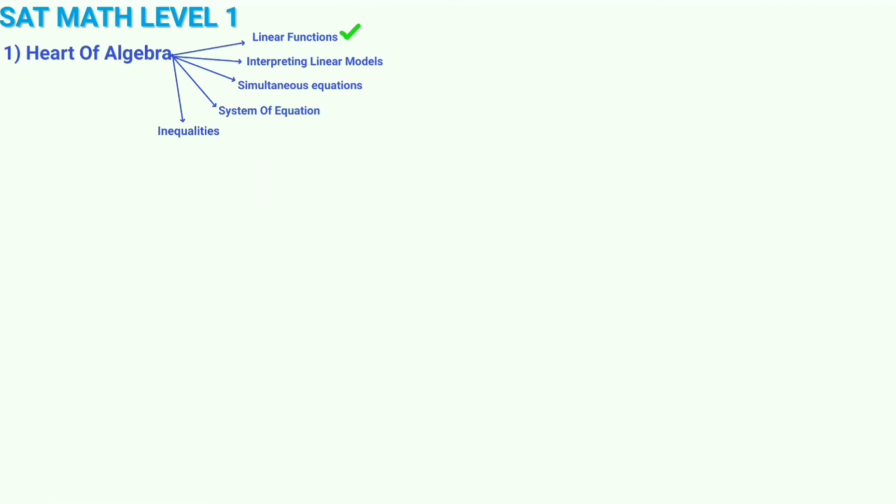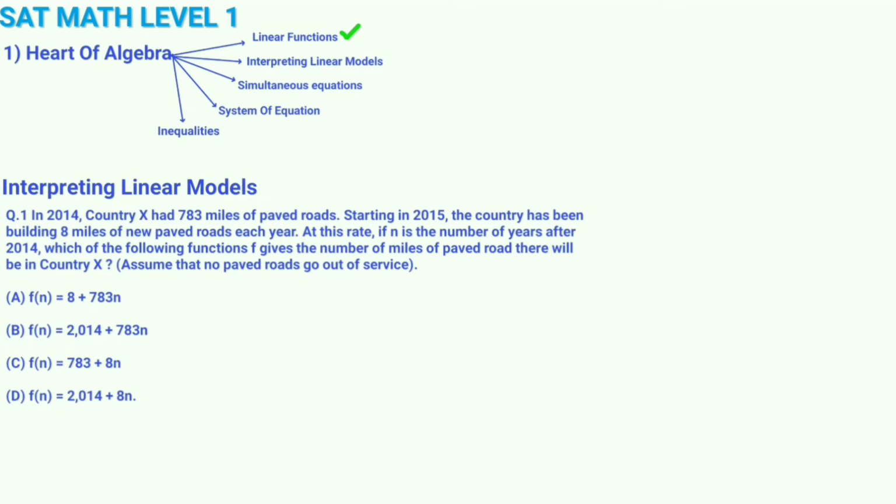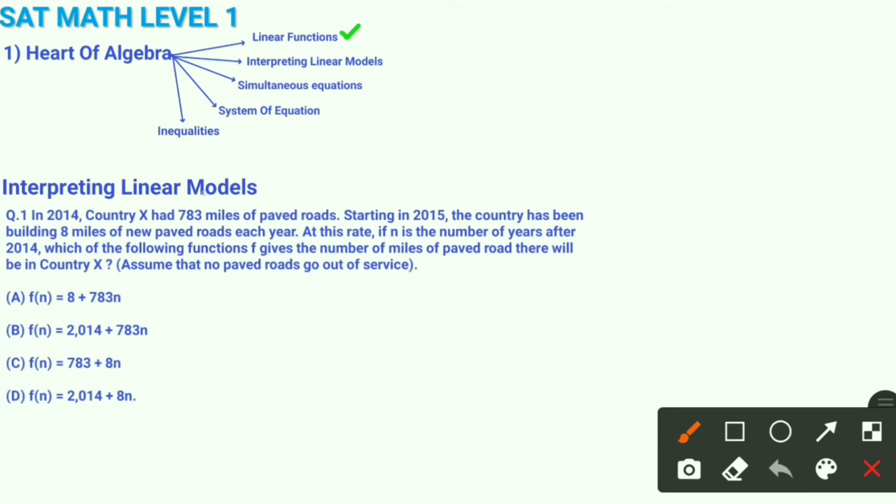Topic 1 is done. Topic 2. These are very small topics and it's very easy to understand. Okay, question 1. In 2014, the country X had 783 miles of paved roads. Starting in 2015, the country has been building 8 miles of new paved road each year. At this rate, if n is the number of years after 2014, which of the following functions f gives the number of miles of paved road there will be in country X? Assume that no paved roads go out of service.